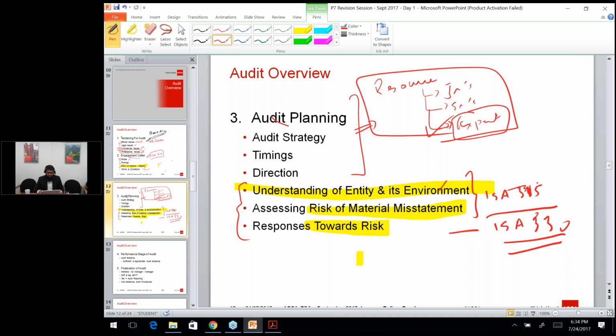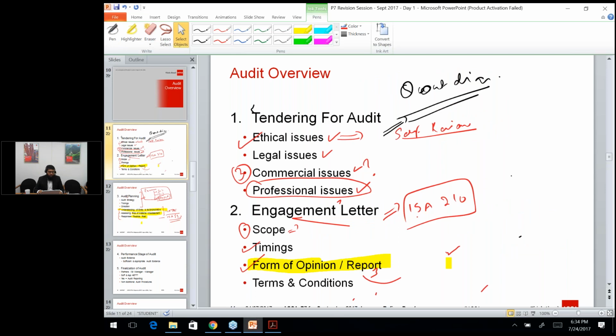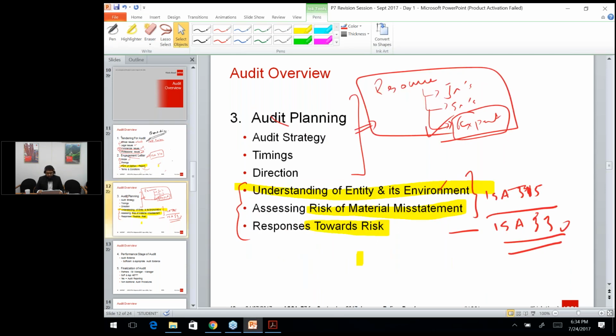So we have discussed how the overall audit progresses. You tender for it, the tender is accepted, you get the engagement letter signed. Once the engagement letter is signed, you start planning for the audit, and planning includes setting out the overall audit strategy. Planning also includes understanding of the entity and its environment: what exactly the entity does, how it operates, what is its internal environment, what is its external environment, etc.